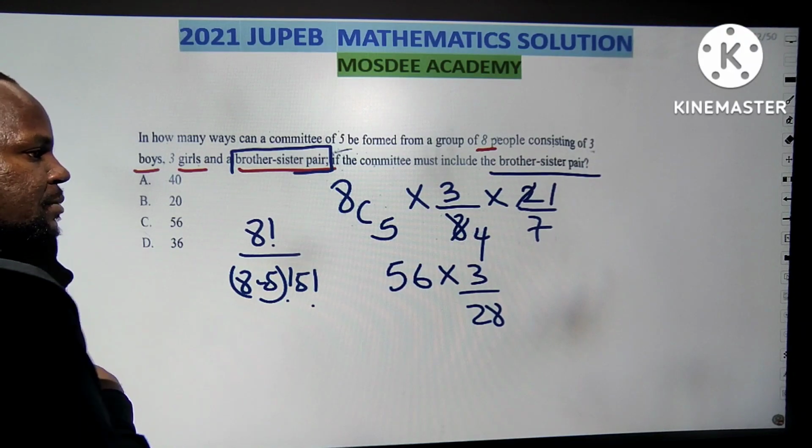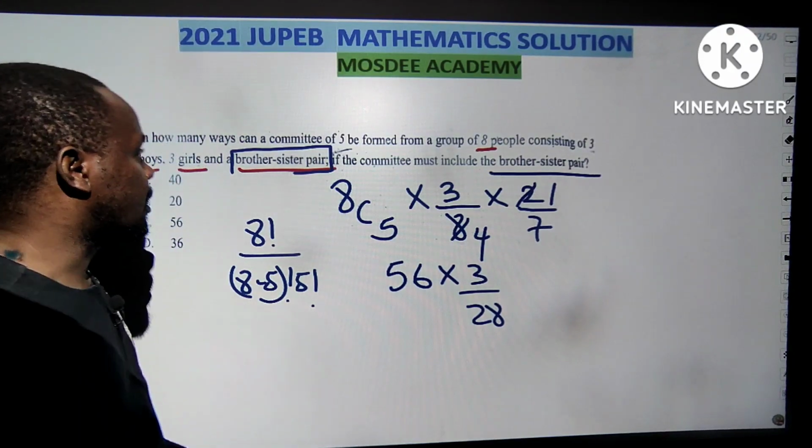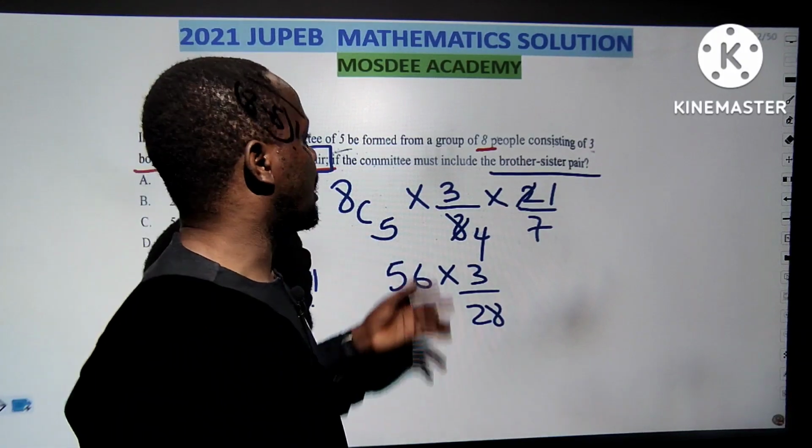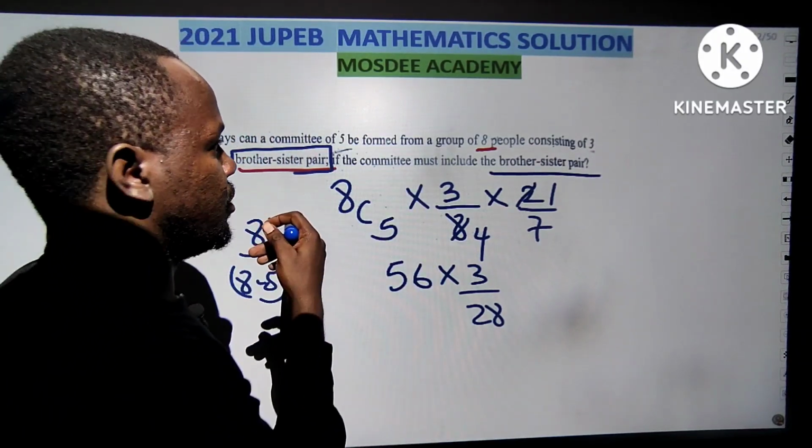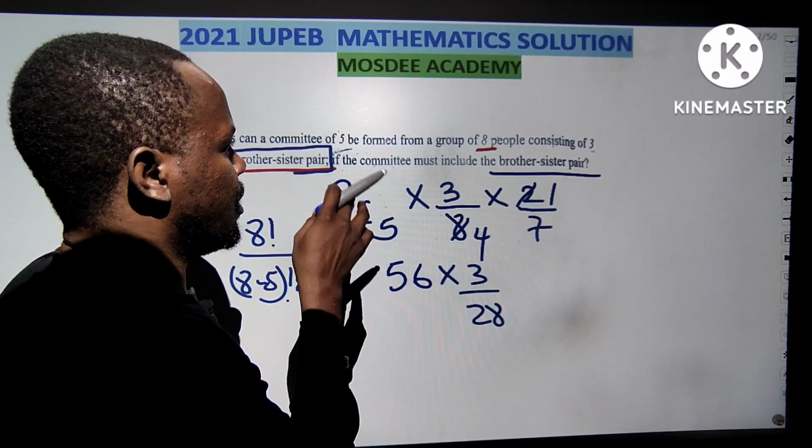Then that means I've made a mistake. Let's check again. A committee of 5 out of 8 people. Total number of ways of picking them is 8 choose 5. Yes, 8 combination 5.